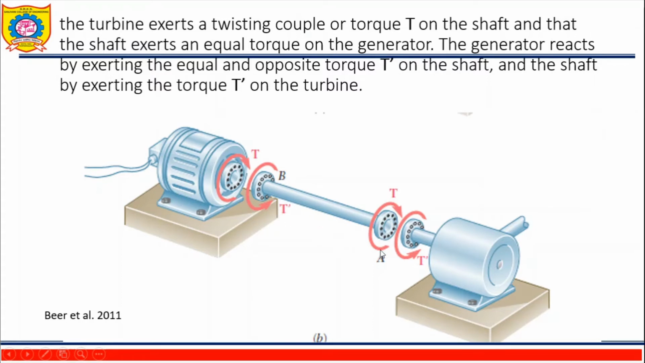Similarly, when you consider the portion AB, at point B the shaft is rotating in the anti-clockwise direction. Due to that, at point A a resisting torque will be developed, which will be in the opposite direction to that at point B. Similarly, point A and this shaft are connected with bolts, so the resisting torque will be developed at the turbine end. Likewise, the torque is transmitted from one end to the other end.